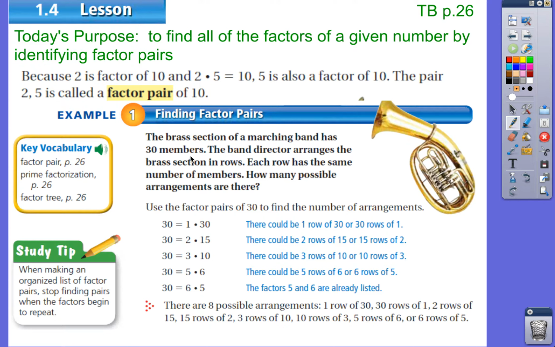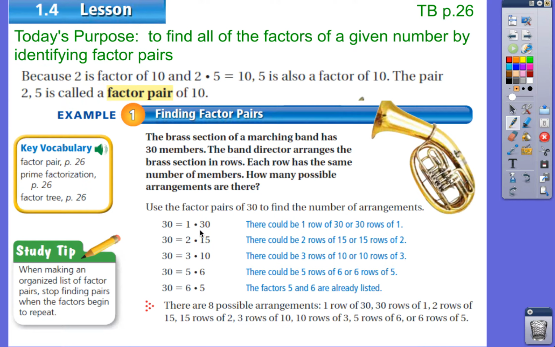please. So the problem says a brass section of a marching band has 30 members. The band director arranges the brass section in rows. Each row has the same number of members. How many possible arrangements are there? Okay, this is a factor pair problem where we're looking at all the different combinations of numbers that can be multiplied together to get 30.